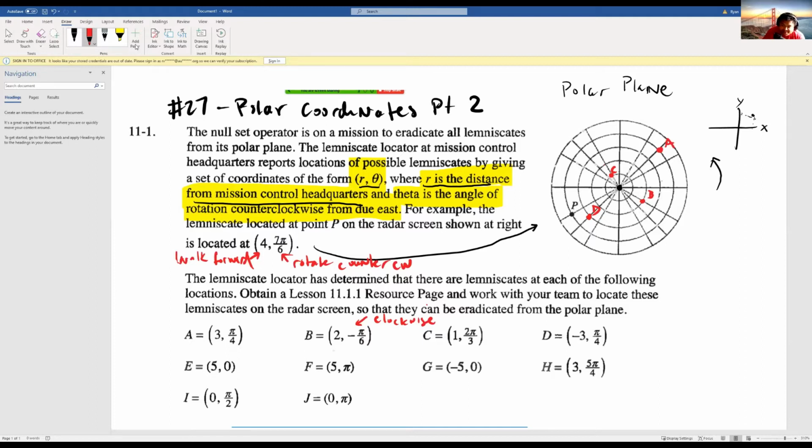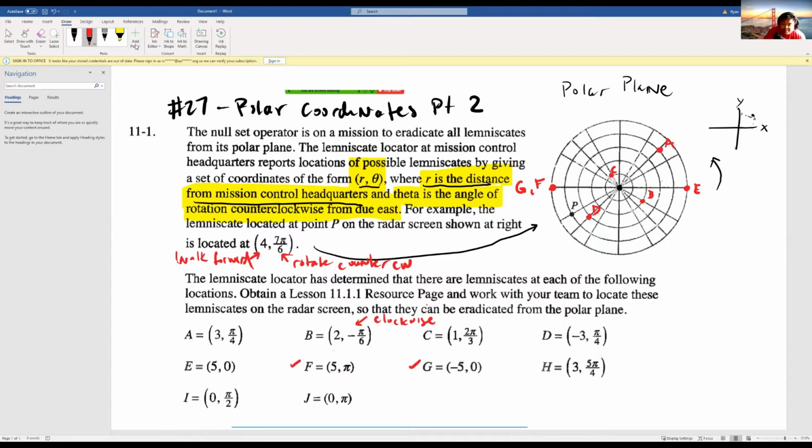E is (5, 0). 0 radians, but 5 units away from the origin. Then F is (5, pi). G is the same thing as another point. You guessed it, this is also G: facing 0 degrees, but walking backwards 5 units. Essentially, these are the same.